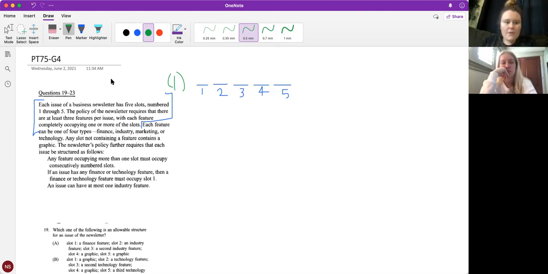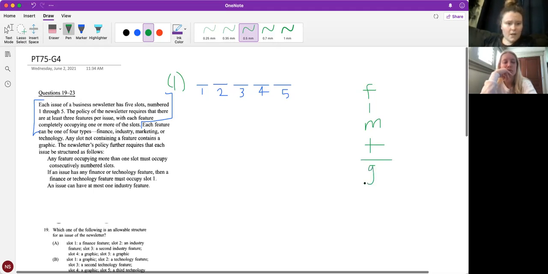Each feature can be one of 4 types. So if it's a feature, it can be F, I, M, or T. A slot not containing a feature contains a graphic. All right, so I'm just gonna put G here, so that can fill it in. Okay, so that's what we got so far.